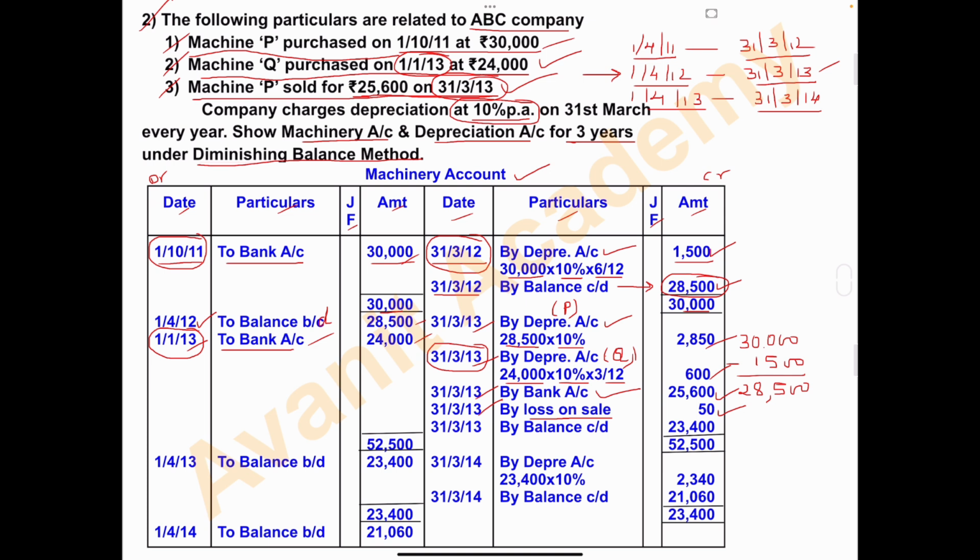Now close the debit side. 28,500 plus 24,000. Total is 52,500. The same amount on the credit side. From this 52,500 minus 2,850 minus 600 minus 25,600 minus 50 rupees, minus all these four amounts, the difference amount is 23,400. To that, write 31st March 2013 by balance carried down 23,400. Same amount will be brought down to the next year. So next financial year is 1st April 2013 to balance brought down 23,400.